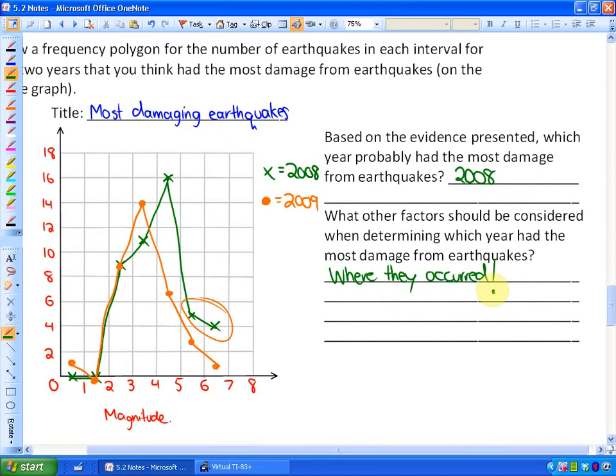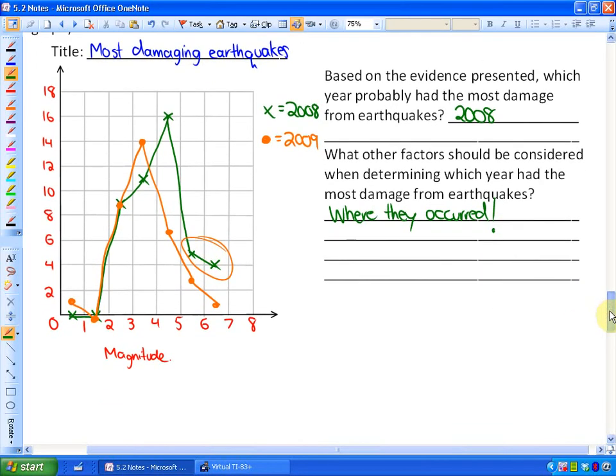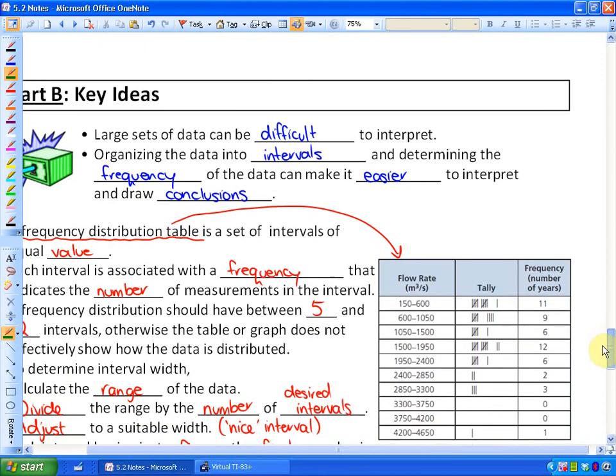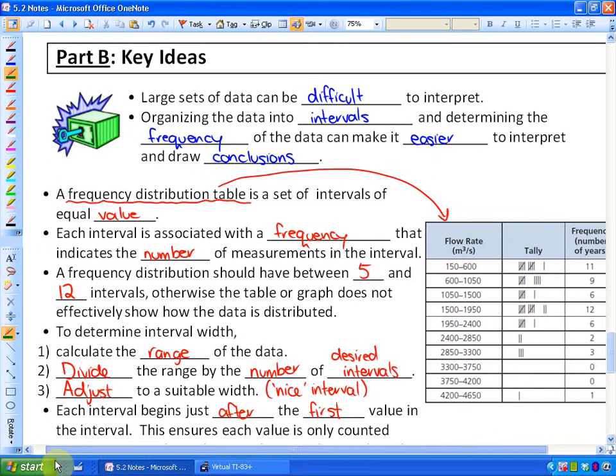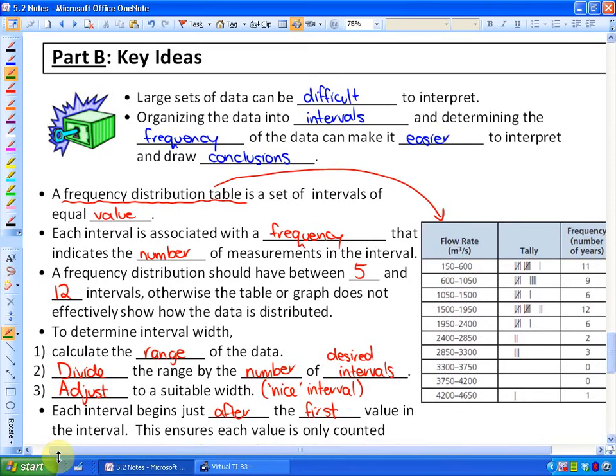So did they happen in city centers? Did they happen in the country, etc., etc.? So we think it was 2008, but we have to consider where they happened. So the key ideas for the entire section 5.2, most of it's filled out for you. If you're using the study guide, you might want to pause these and add them in.